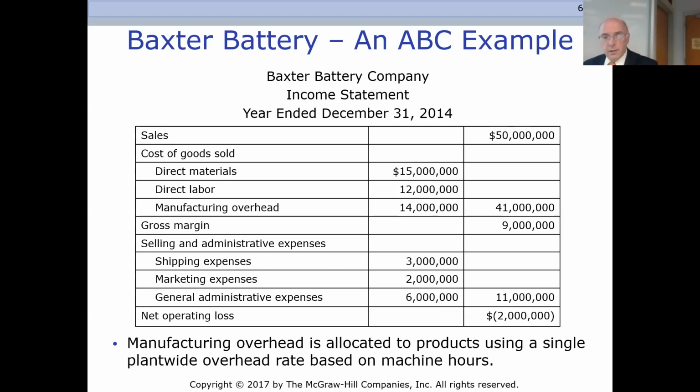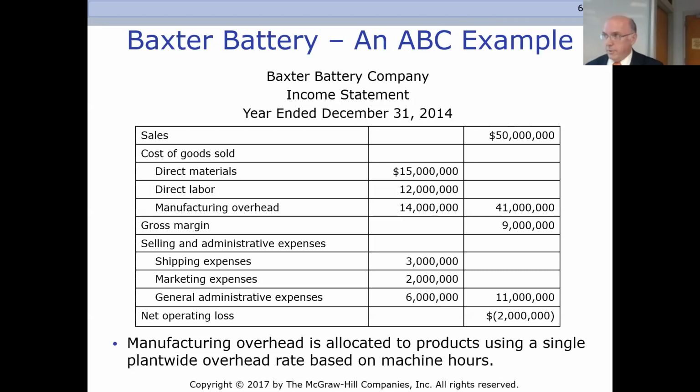So getting back to here, the traditional income statement, sales minus cost of goods sold. Notice there are 3 components of cost of goods sold. Well, this is one way to do it anyway. Direct material, direct labor, and manufacturing overhead. I said this is one way to do cost of goods sold. What's another way? Isn't cost of goods sold the combination of 3 items?